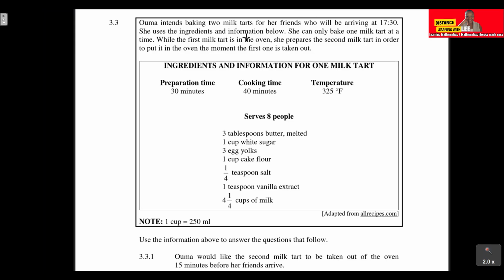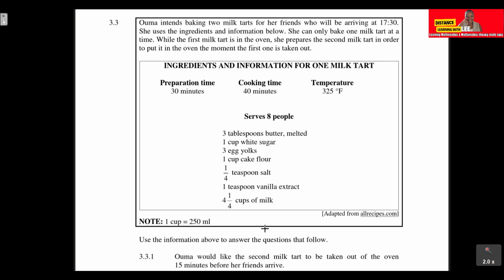She uses the ingredients and information below. She can only bake 1 milk tart at a time. So she can only put 1 milk tart at a time in the oven. While the first milk tart is in the oven, she prepares the second milk tart in order to put it in the oven the moment the first one is taken out. Right, so we're given the ingredients and information for 1 milk tart. We're given the preparation time, the time that it takes to prepare the milk tart with the dough and whatnot. And we are given now the cooking time, and we're also given the temperature that she needs to set the oven to bake her milk tart, right?